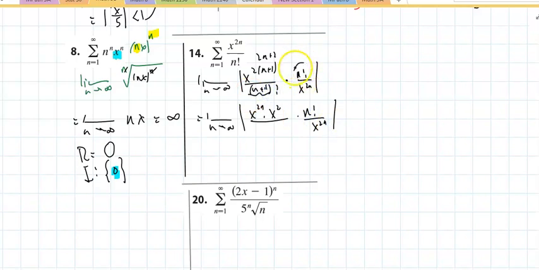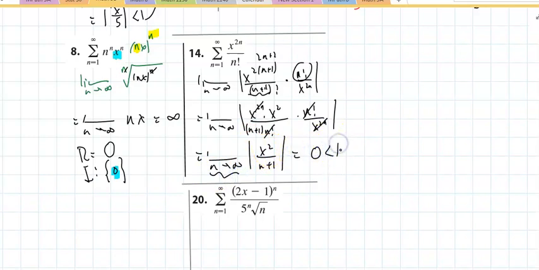Isn't this factorial bigger than that? So if I start reducing this, I'll get there. Those two cancel out. Those two cancel out. I'm left with the limit as n approaches infinity of x squared over n plus 1. Remember, as far as n is concerned, x is a constant, so that's 0. Isn't that always less than 1?